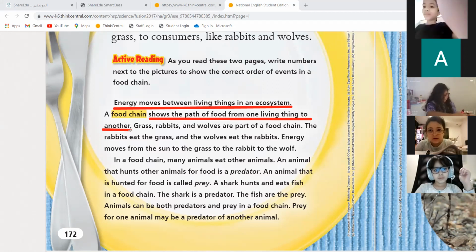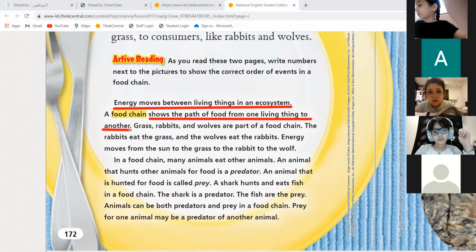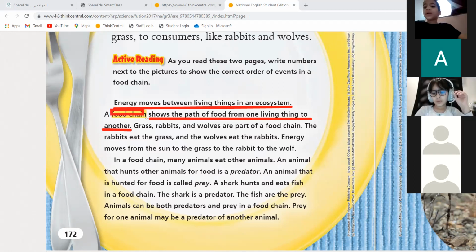See? Okay, so when I talk about food chain, I will show the path of food from one living thing to another. I am showing the path of what? Of food, because it is a food chain. So definitely I am going to show the path of food from one living thing to another. Now we are going to talk about plenty of examples, okay? Did everyone underline?